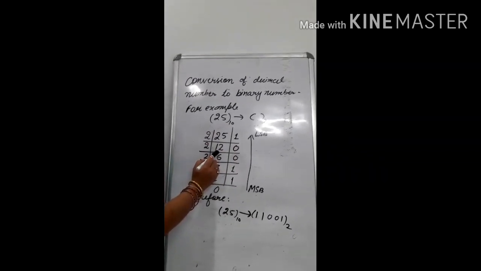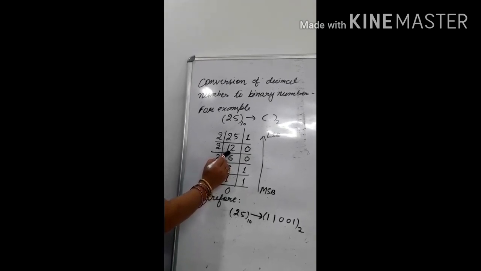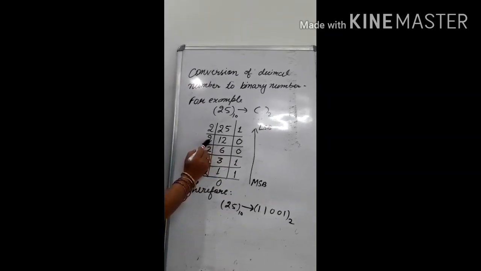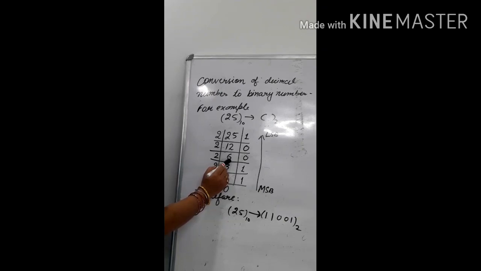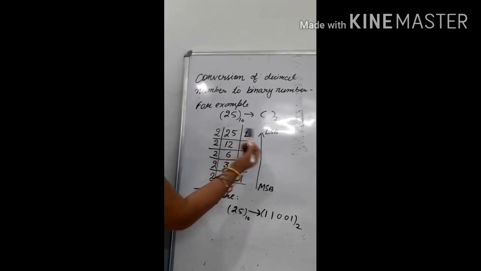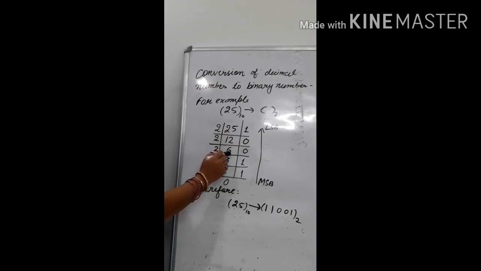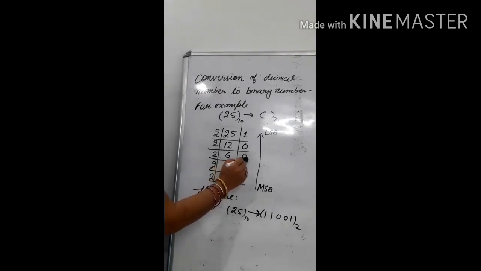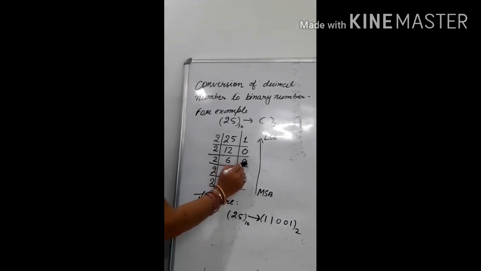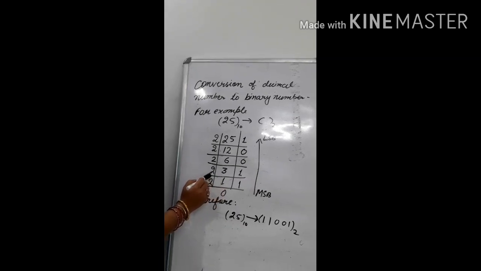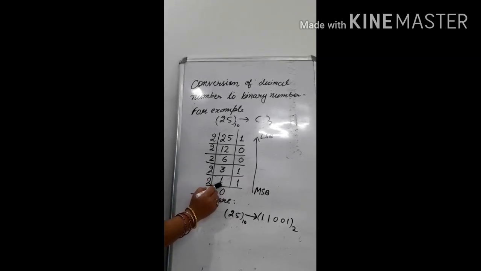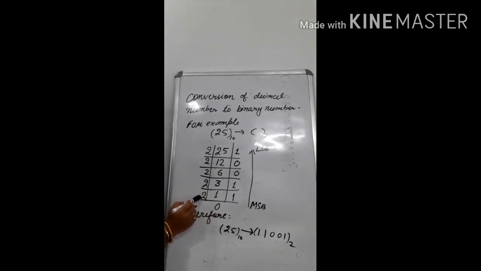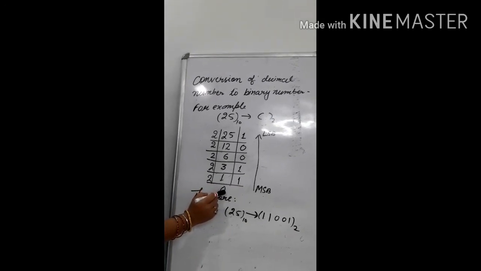Again we divide this 12, that is the quotient we got in first step, by 2. When we divide 12 by 2, then we get quotient as 6 and remainder is 0. So we write the remainder on the right hand side. Again we divide this 6 by 2. 2 3s are 6. Then remainder is 0. We write the remainder on the right hand side. Again we divide this 3 by 2. Then as a quotient we get 1 and remainder is also 1. Further we divide this 1 by 2. 2 zeros are 0 and remainder is 1.